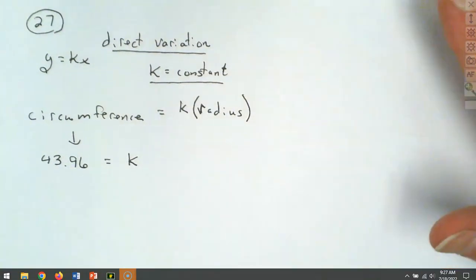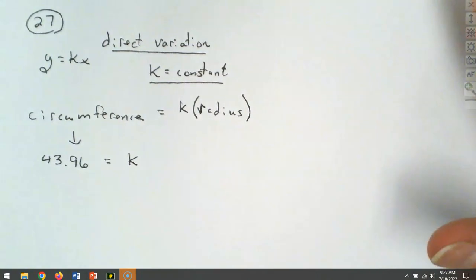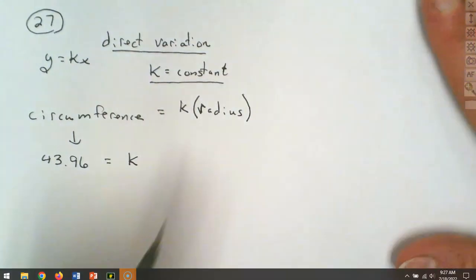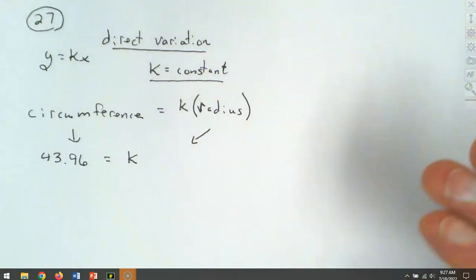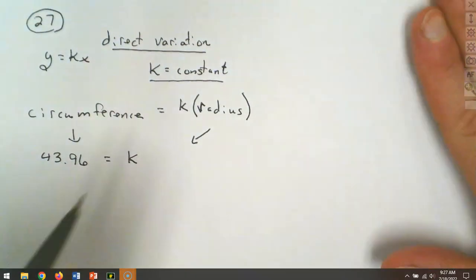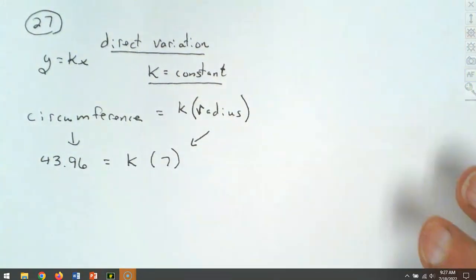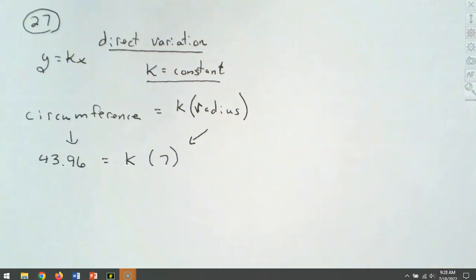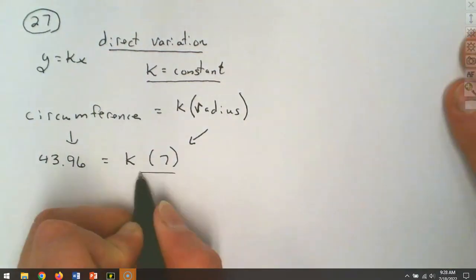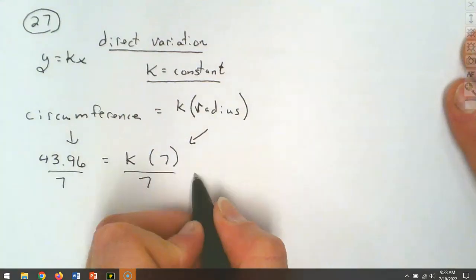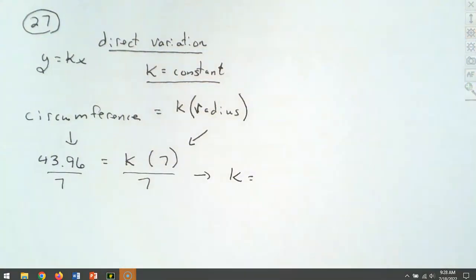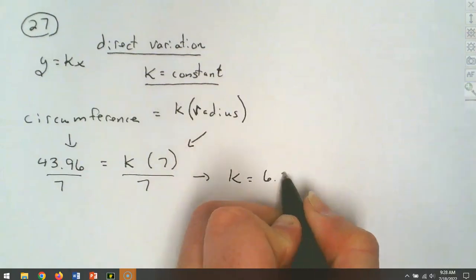Now, k is the unknown. k is the constant that we're going to have to be finding. And what about the radius? This was given in the question, and our radius is 7. Now we can use this to find our value of k. So we just divide both sides by 7, and this finds our value of k, and that's our constant. So 43.96, we're going to divide that by 7, and that gives us 6.28.